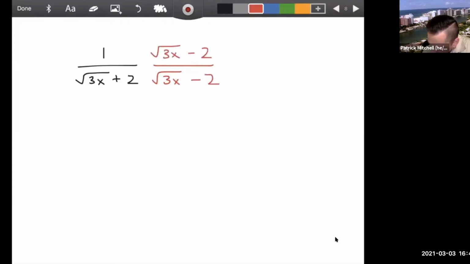All right, because as we just remembered, the square root of 3x plus 2 times the square root of 3x minus 2 gives you 3x minus 4. So that denominator is rationalized, and again, we don't care about the numerator. The numerator happens to be the square root of 3x minus 2.